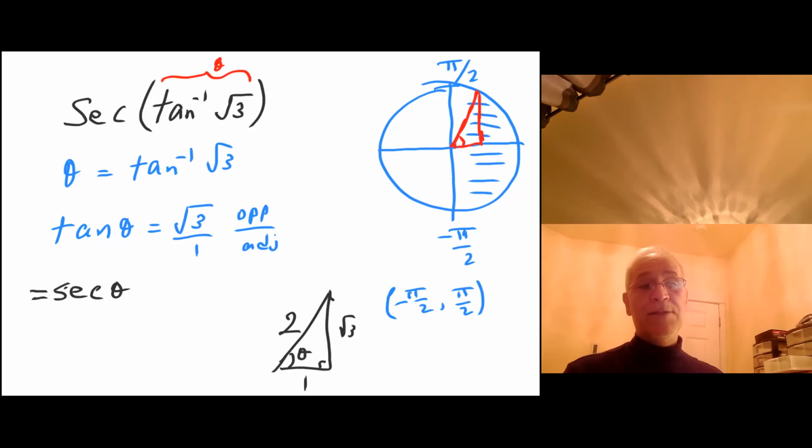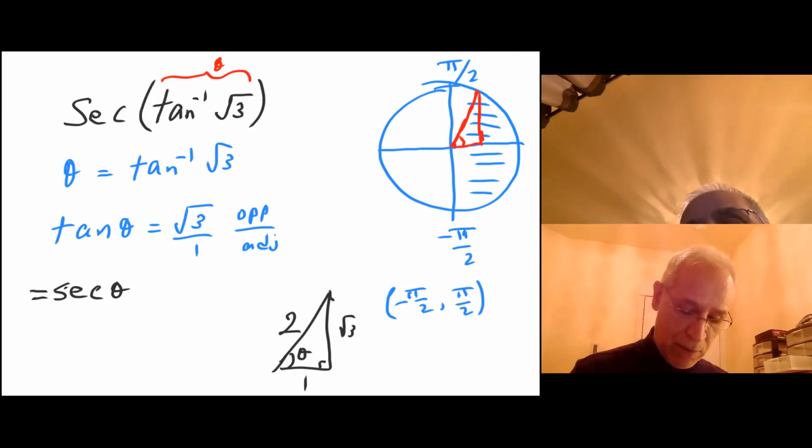Secant is 1 over cosine, so it's hypotenuse over adjacent. So that equals 2 over 1, which equals 2.